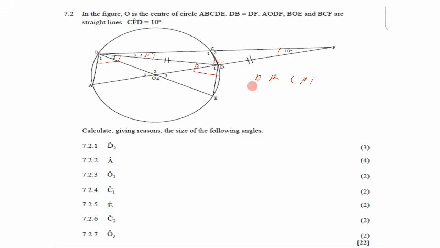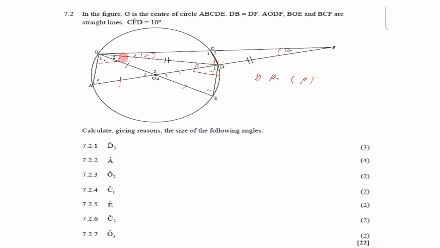Then let's check if we have any radius. So the radii are these. AO is a radius, BO is a radius, OE is a radius, and OD is a radius. Now we know with these radii that the angle here and the angle here will be equal, and also here the angle here and the angle here will be equal, right?